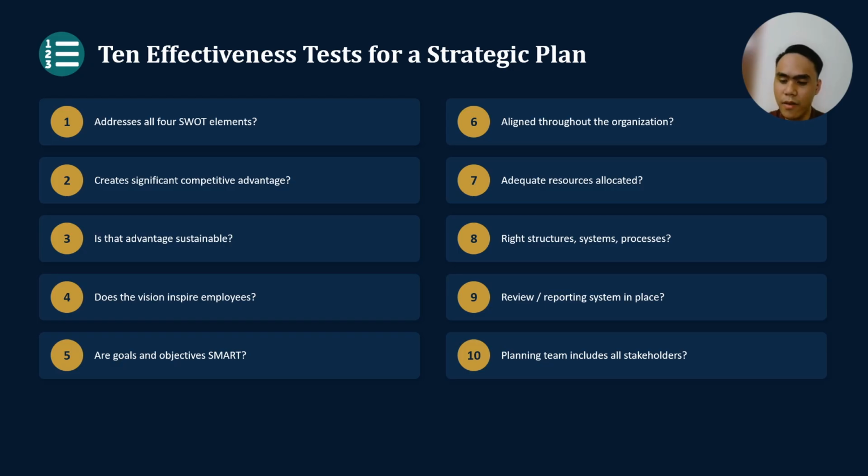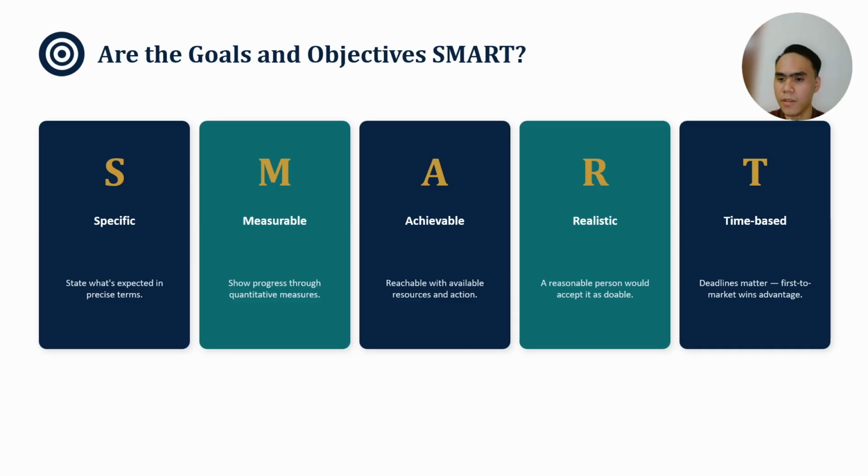Nine, is there a review and reporting system with clear milestones, ideally supported by simple checklists? And then, does the planning team include experienced people from every affected group? The book specifically cites Ford's advanced quality planning process, which lists cross-functional teams as its number one expectation.